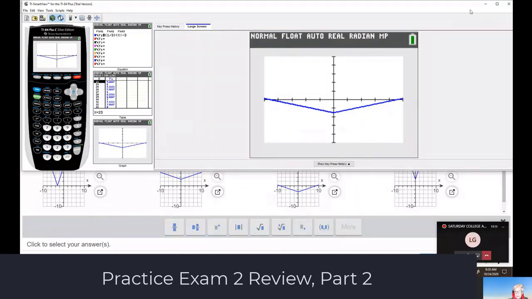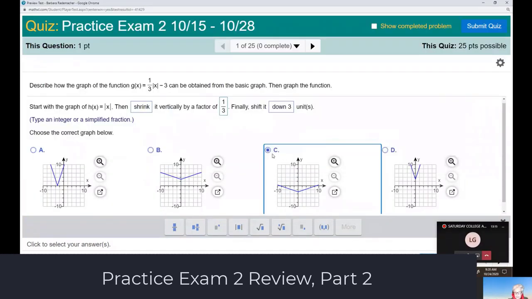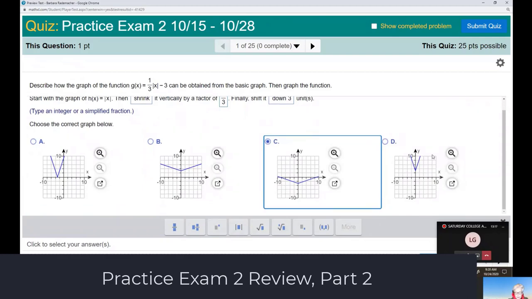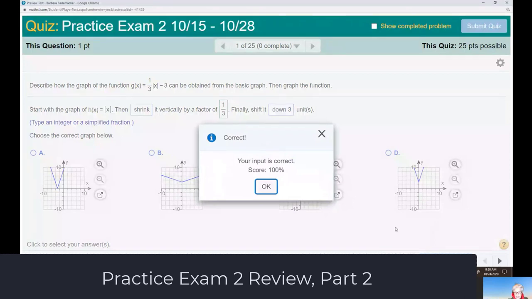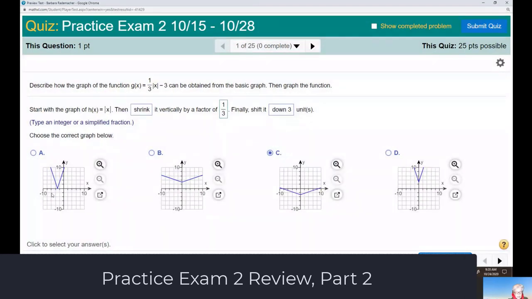Cool beans. So C definitely is what I would choose, and then I will check my answer. And I got it right. And so there it is.